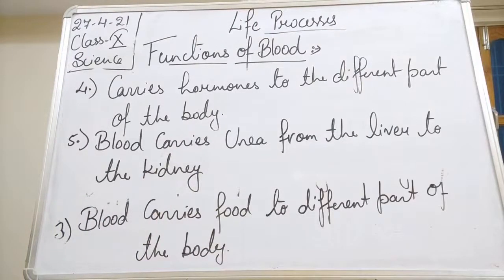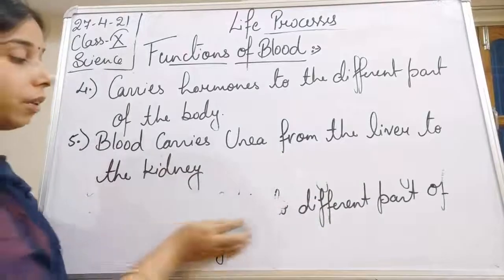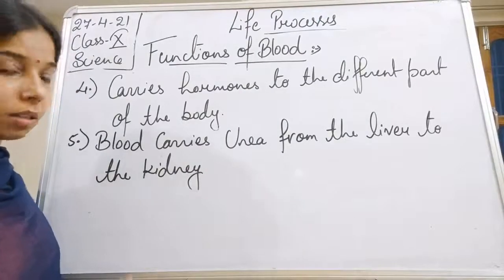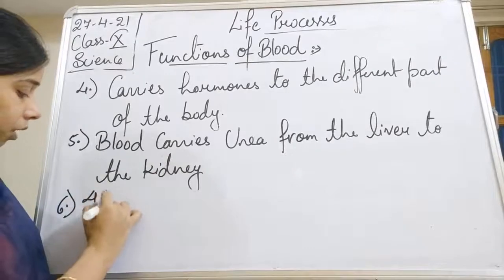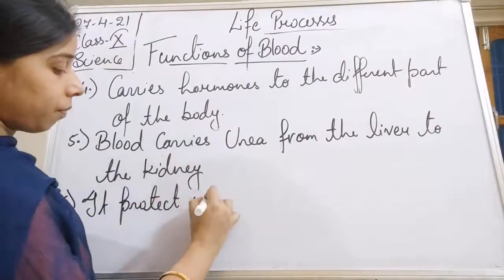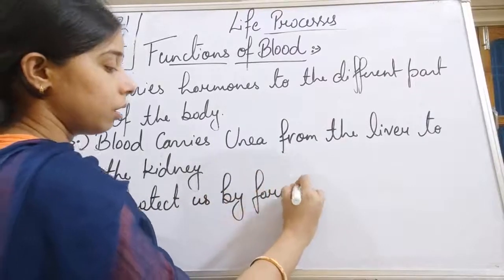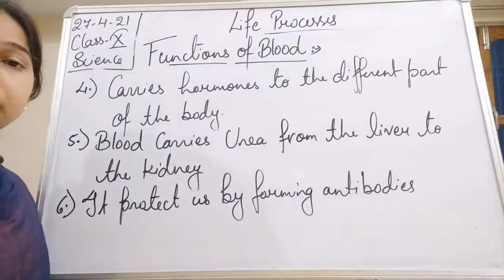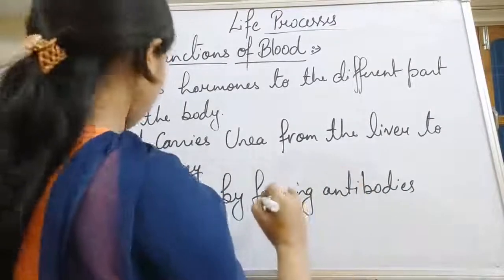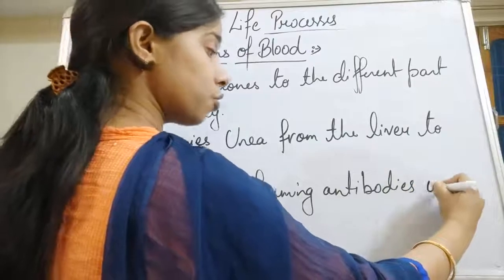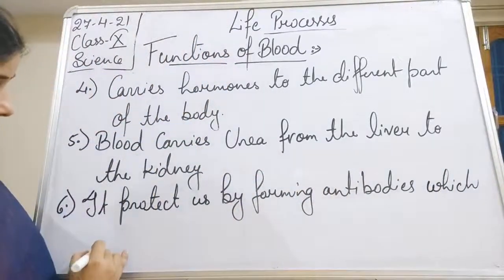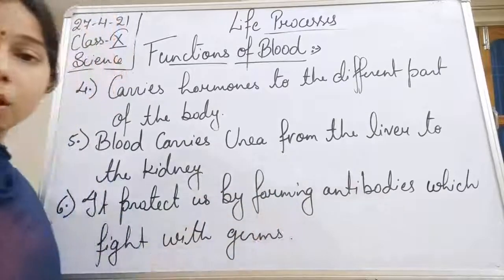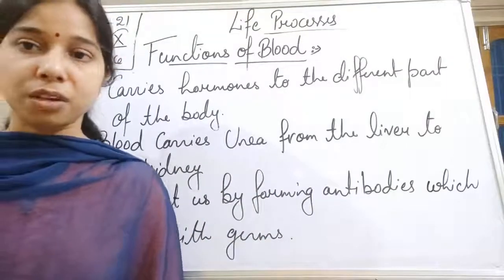Now, blood also helps in protection. We know that WBC release antibodies which help in killing the microbes which can cause disease to us. So we can say here that it protects us by forming antibodies which fight infections. So these are, students, the different functions of the blood.